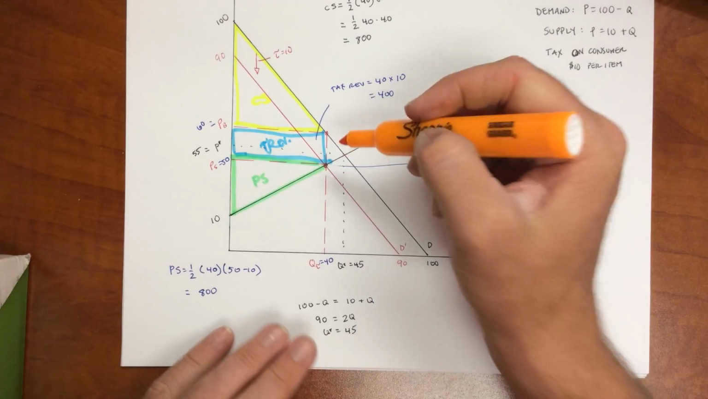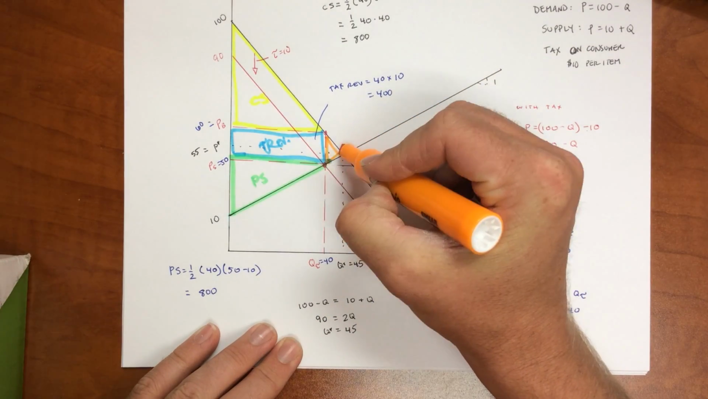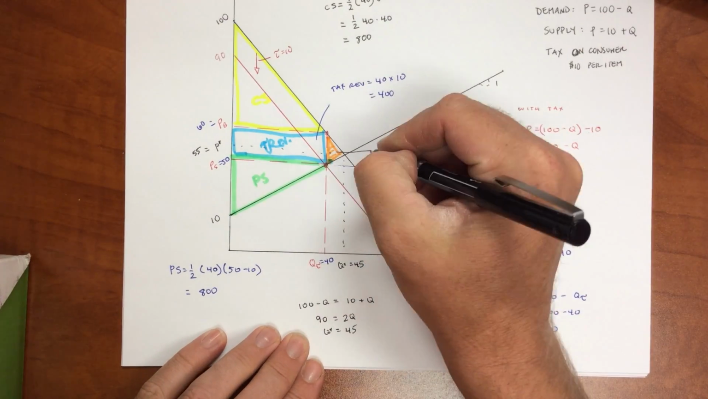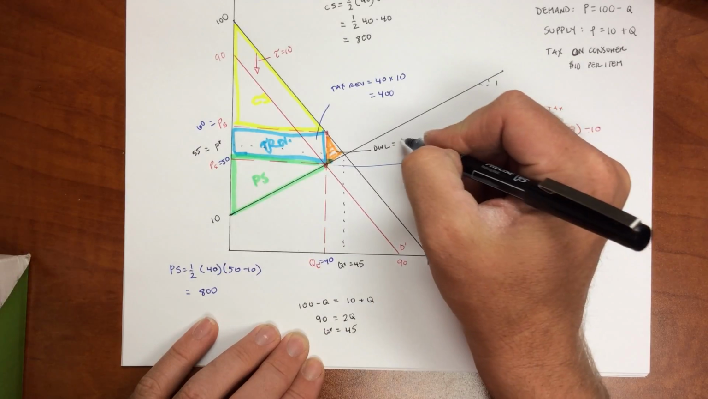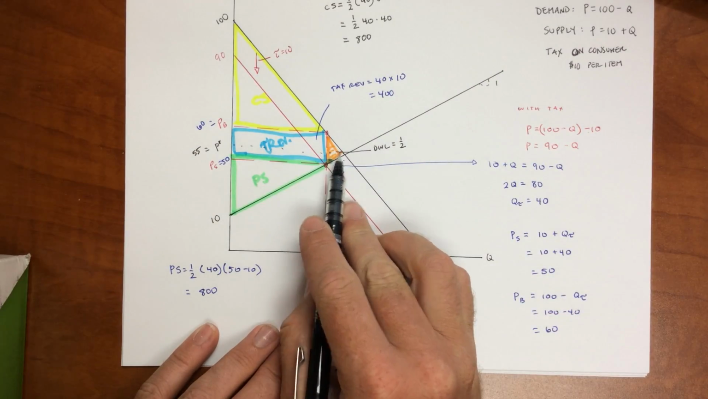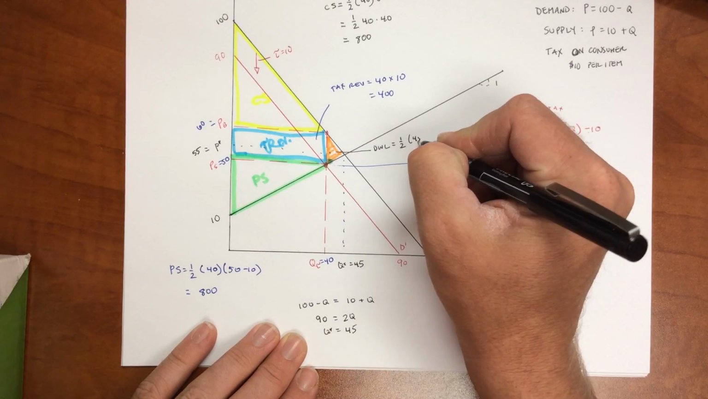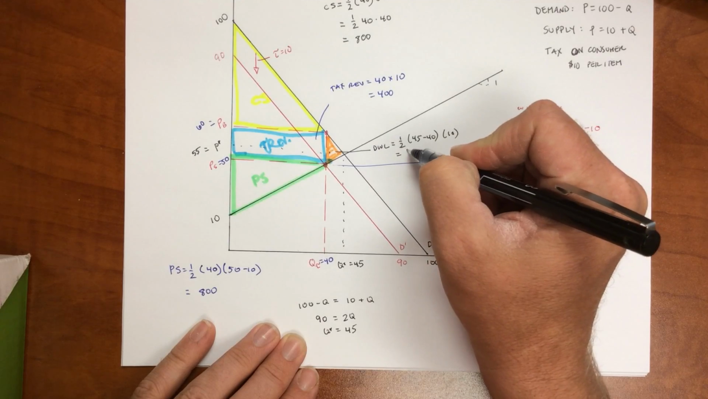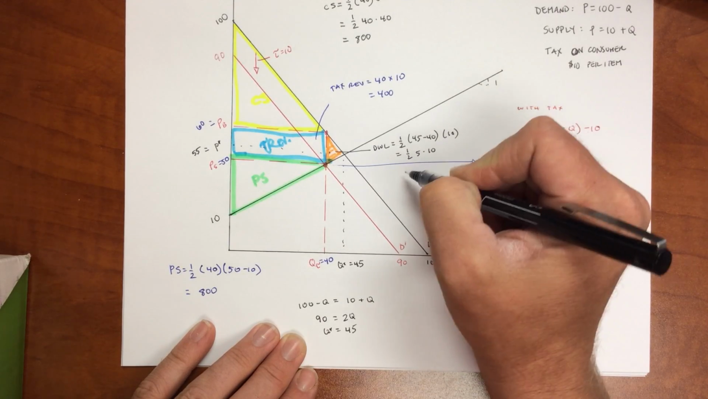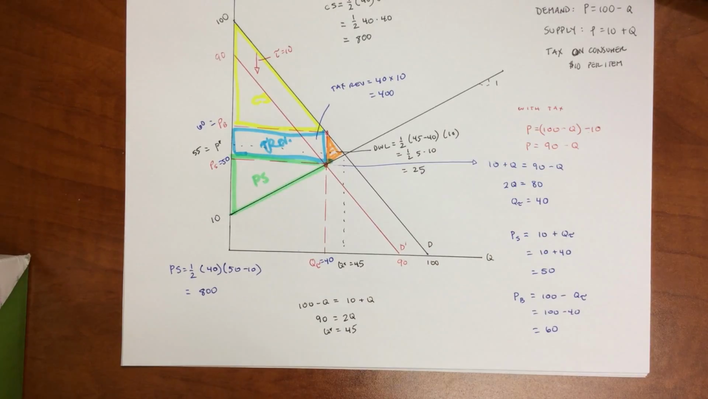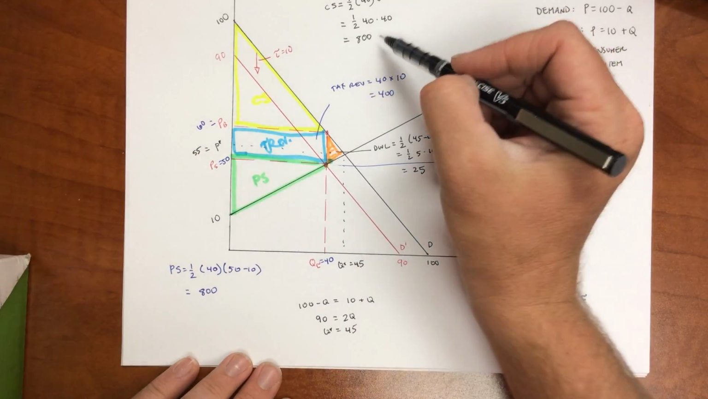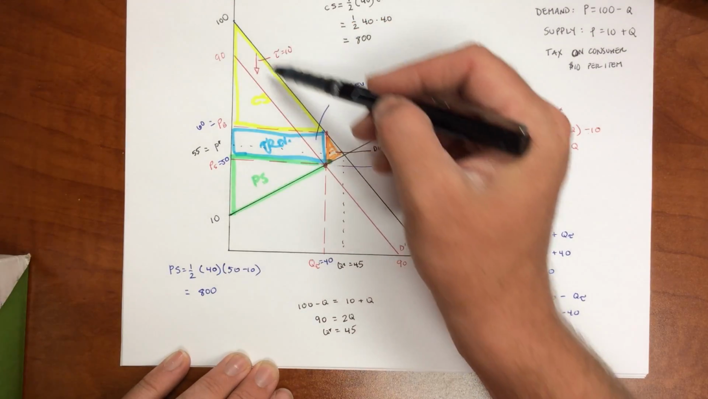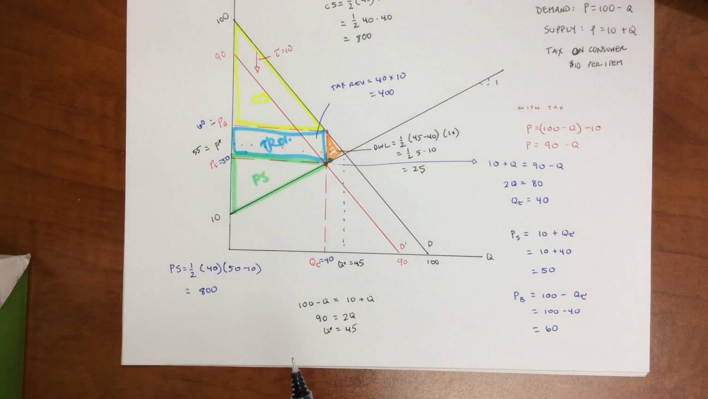And lastly now, to find deadweight loss, it's going to be 1/2 base times height. The base is this distance here, so it's 45 minus 40, times the height, which is 10. So it's 1/2 times 5 times 10, or 25. And now if I add all those up, 800 plus 400 plus 25 plus 800, I should get the same answer that I got for the total surplus from the original competitive market.